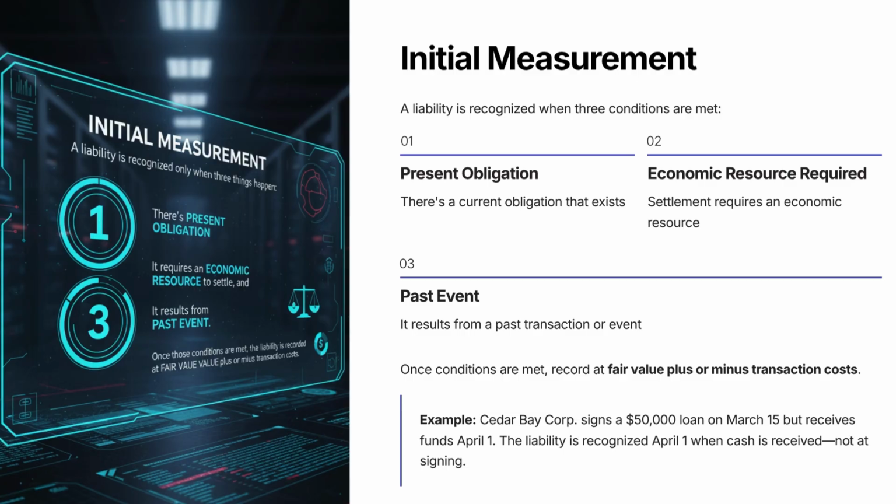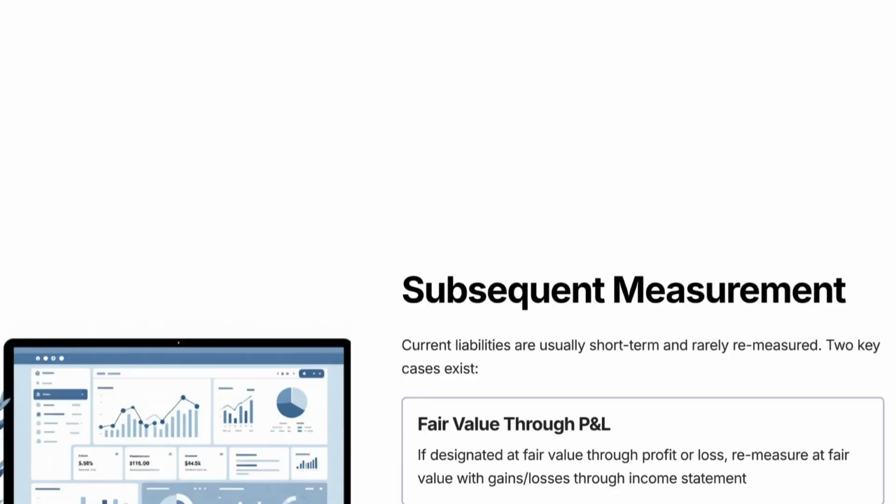For example, Cedar Bay Corp. signs a 1-year $50,000 loan at 6% on March 15th, but doesn't receive the funds until April 1st. On March 15th, there's no liability yet, because no cash has been received. Once the funds hit the account on April 1st, the obligation to repay exists. That's when the liability is recognized.